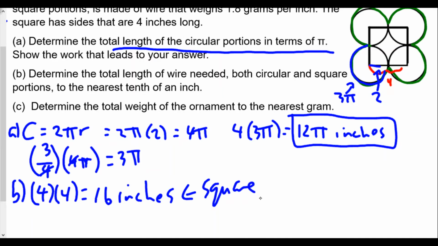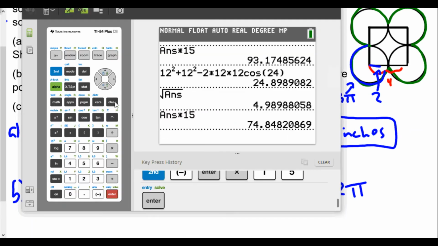And so we want to figure out the total wire need for both circle and square to the nearest tenth of an inch. So that would be 16 plus 12 pi. So now we'll bring out the calculator, because now nearest tenth, we could approximate, but it wouldn't be enough though. Nearest tenth means we got to use pi. So go to our calculator.